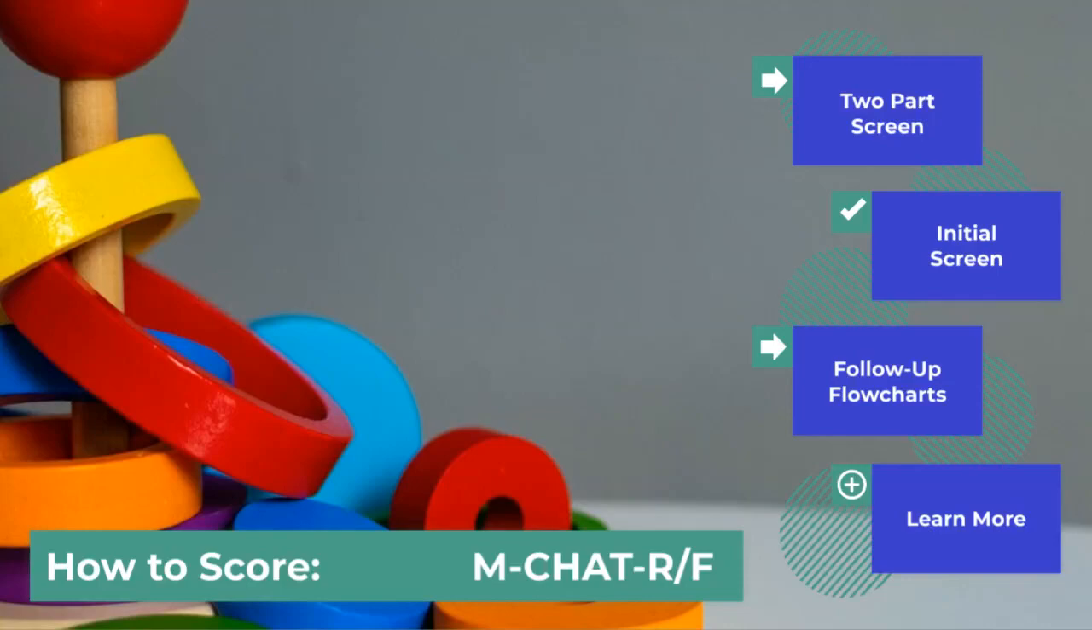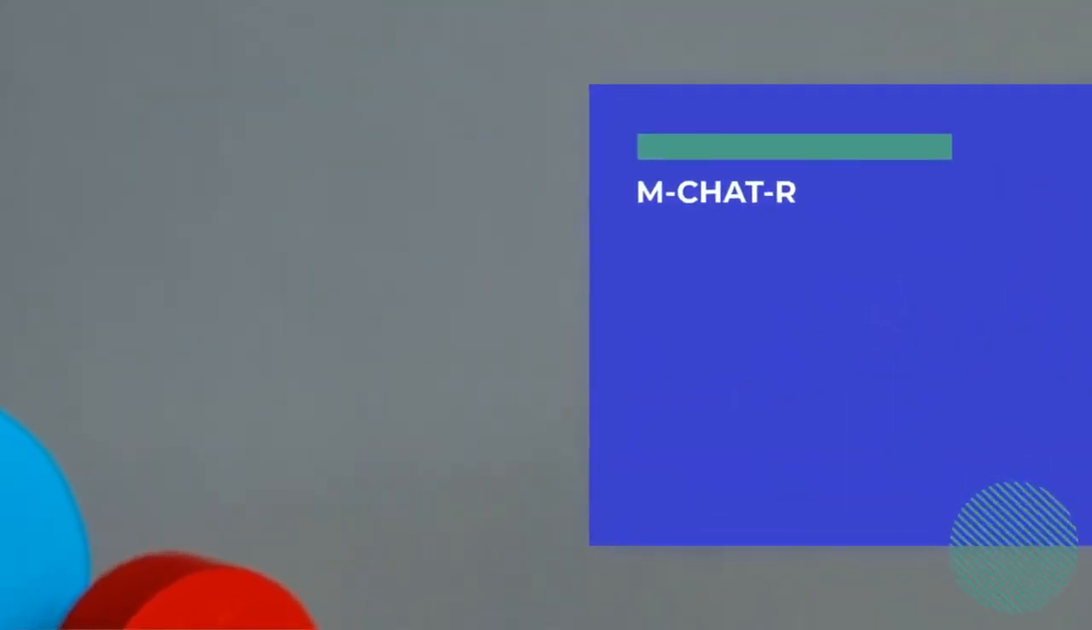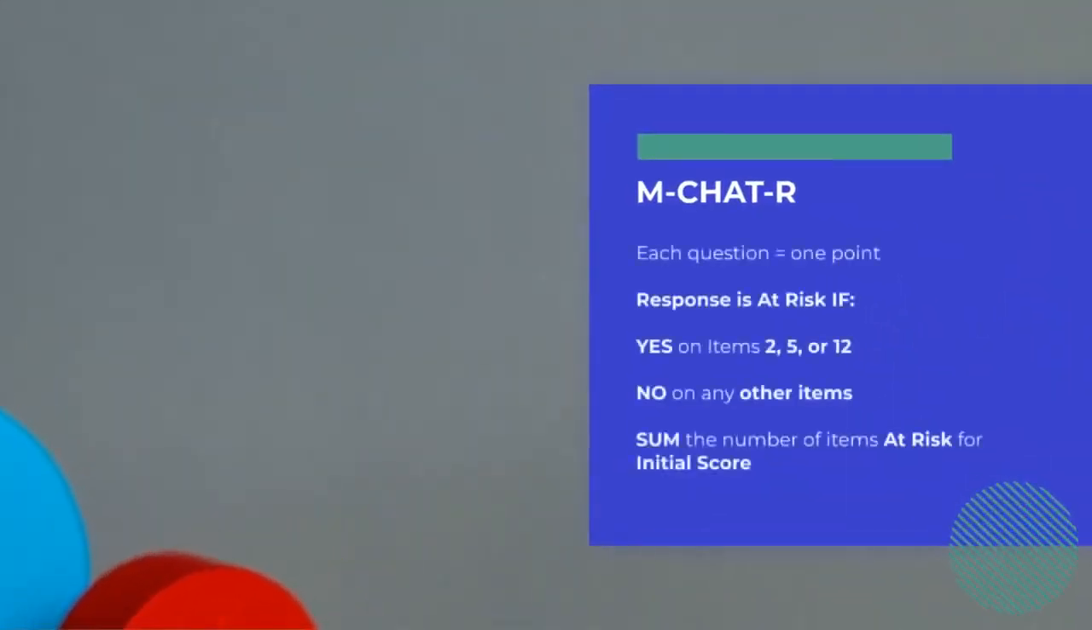The initial screen, the MCHAT-R, is 20 yes or no questions. Each question is worth 1 point. A question's response is considered at risk and adds 1 point to the initial sum score if a parent or caregiver says yes on items 2, 5, or 12, or if they answer no to any of the other items. To get the initial sum score, you sum or add the number of at-risk items.